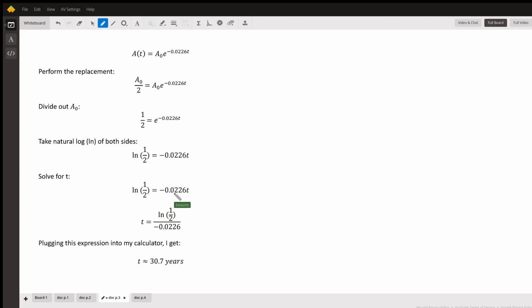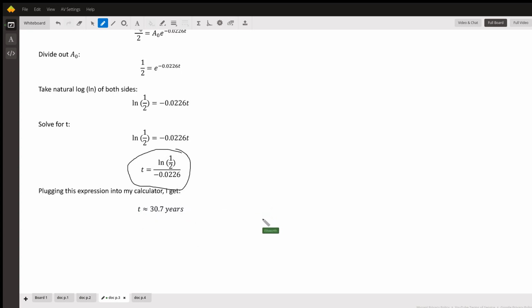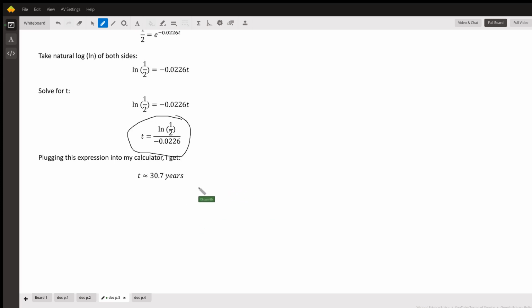Divide by t on both sides. And that's what you get. Here's that expression right here. I put it in my calculator, and I get about 30.7 years. So in 30.7 years, that sample will decay to half its original size.